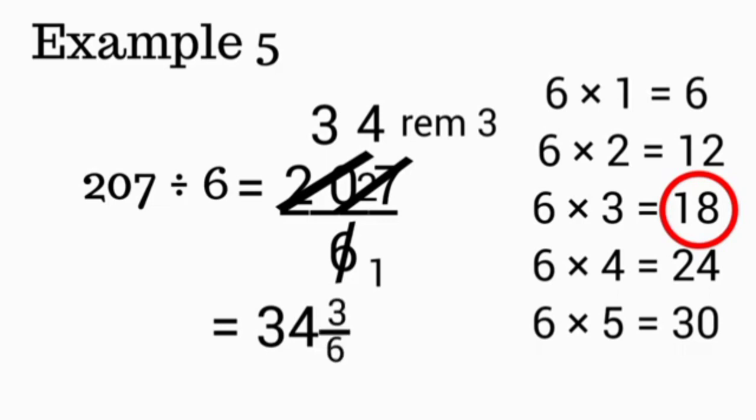Because 3 can go into 6 without a remainder, we can cancel further. So 3 into 3 is 1, 3 into 6 is 2. So the final answer is 34 whole number, 1 over 2.